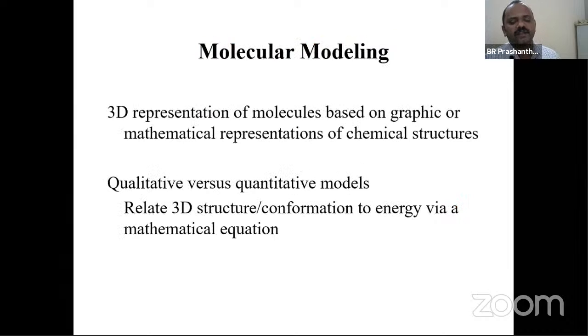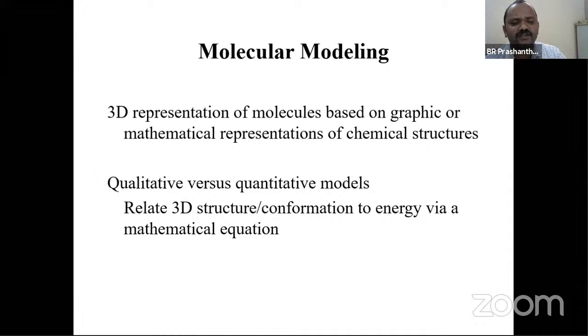Now in this context, many of your colleagues may talk about molecular modeling. What is this molecular modeling, my dear friends? People say, I am doing molecular modeling, I want to learn molecular modeling.